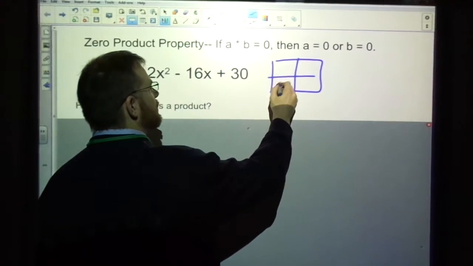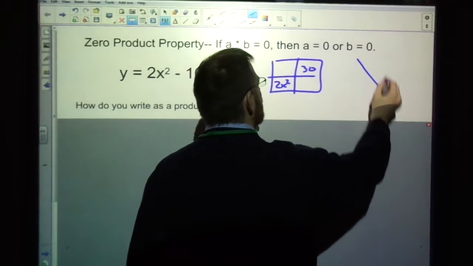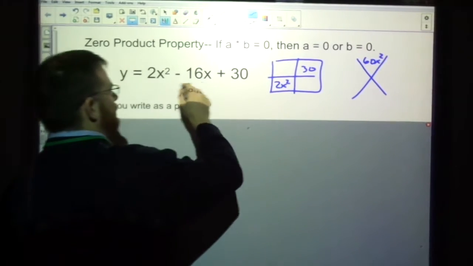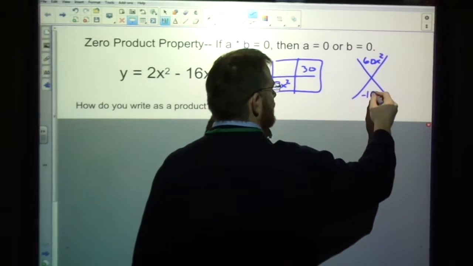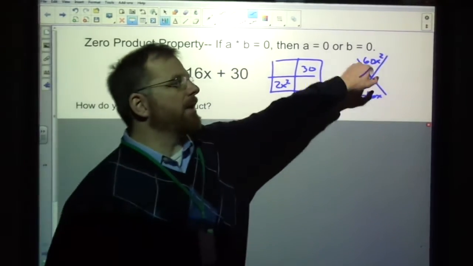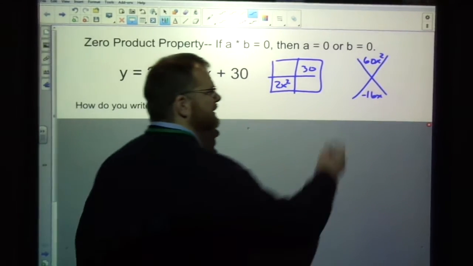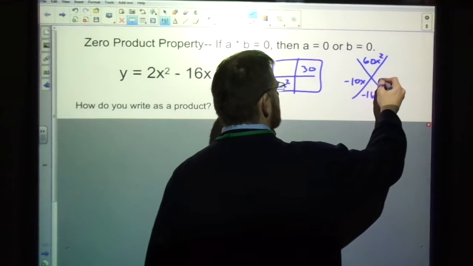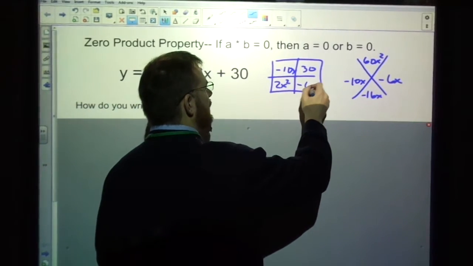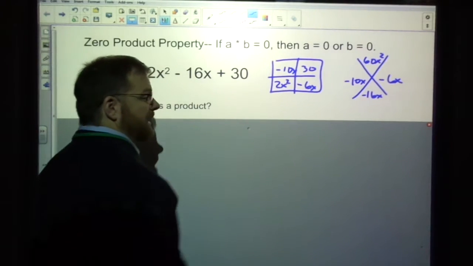We've got our 2x squared and our 30 starts here. We multiply those, and that is 60x squared. In the middle term, negative 16x goes in the bottom. So what we want to figure out is what things multiply to be positive 60x and also add up to be negative 16x. That's going to be negative 10x and negative 6x, so those go here. Remember that these two corners multiplied should equal these two corners multiplied.